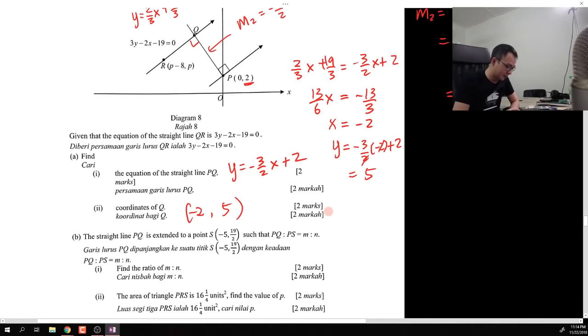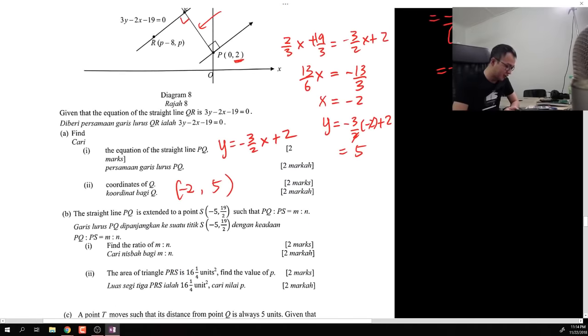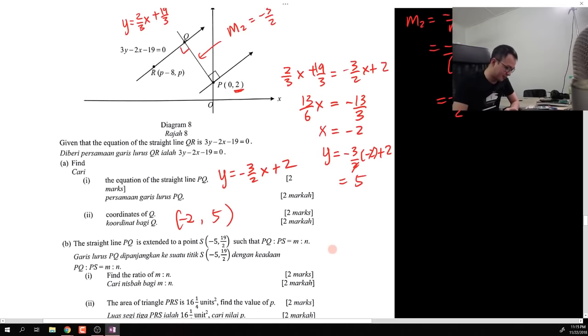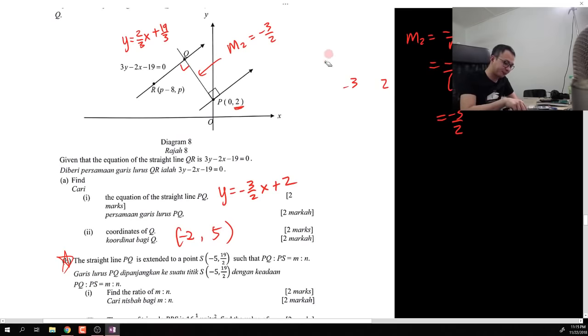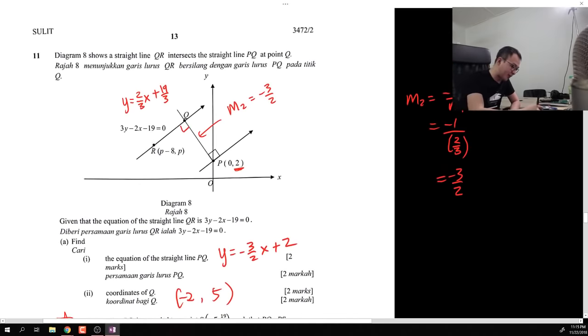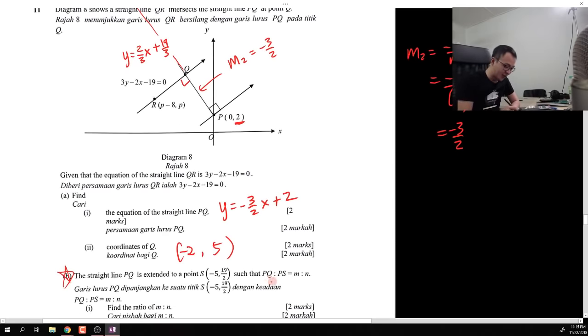Alright, so this one, the straight line PQ extends to S, such that this one, and yeah, this part is very confusing. But I will try my best to explain to you. Okay, so PQ is extended to S, so therefore extend must be going this way. So it extends to S. I do not know, I just assume here is S. So it basically extends to the x-axis. And then this ratio is for PQ and PS, not QS.